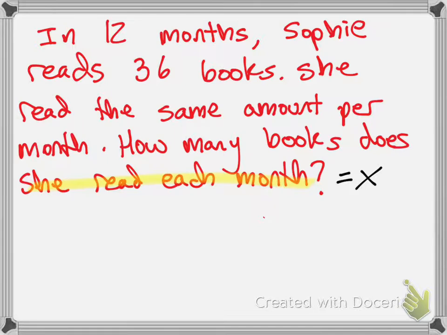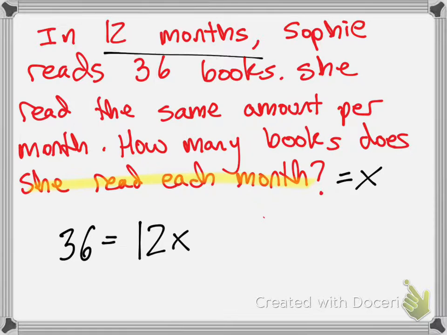So Edson, what is the equation you got? 36 equals x times 12. Perfect. 36 equals X times 12, or we could write that as 12X. Excellent. In 12 months, she read X amount of books per month. So 12 months times the amount of books she read per month is equal to 36. And then how do I solve that, Edson?